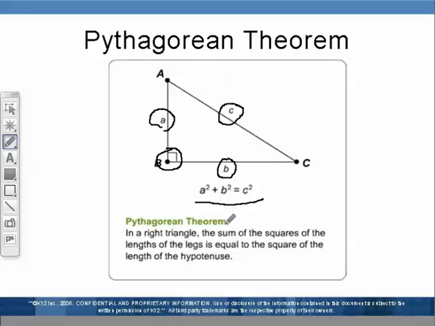Now, I always get asked this. Does it make a difference which one is A and which one is B? No. The only one that is really important that you know is C. C is the hypotenuse. It's always the one that is opposite the right angle. Okay? So you're always looking for that hypotenuse.